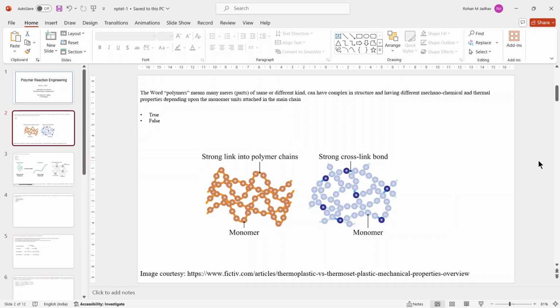So, the first question was the very basic one about what is a polymer. The word polymer means many mers of different or same kind, and can be complex in nature in its structure, and can have different mechanochemical and thermal properties depending upon the monomer units attached in the main chain. So that is the basic definition of a polymer, and this is true. So here is an example of the monomers where the strong links into the polymer chains are formed. And then we have a cross-linked polymer.